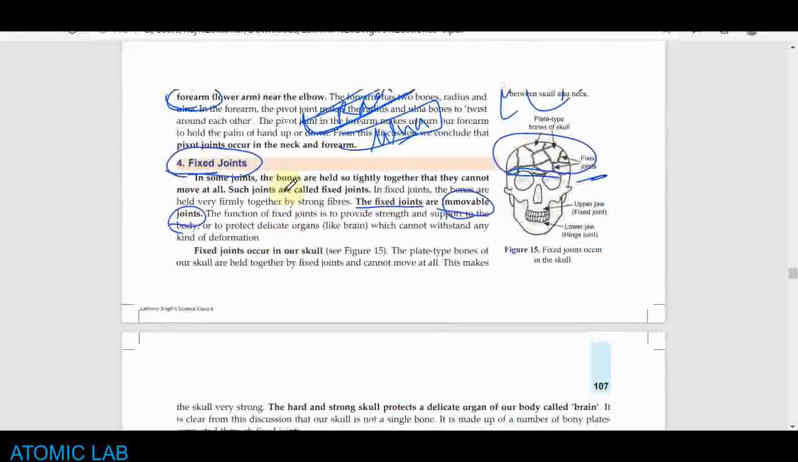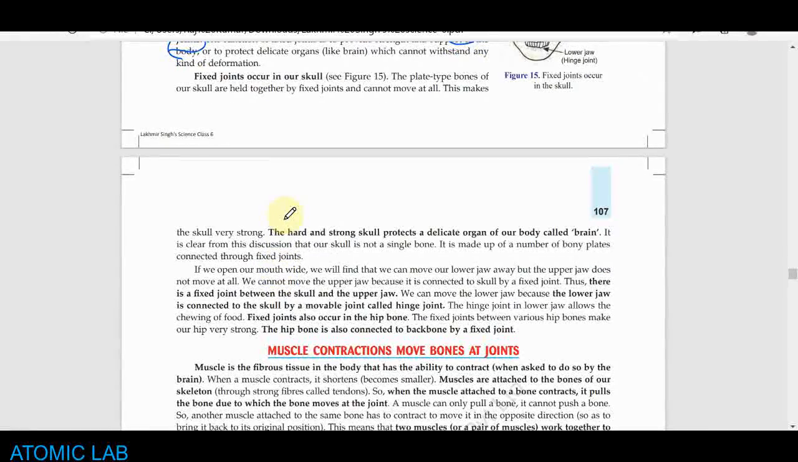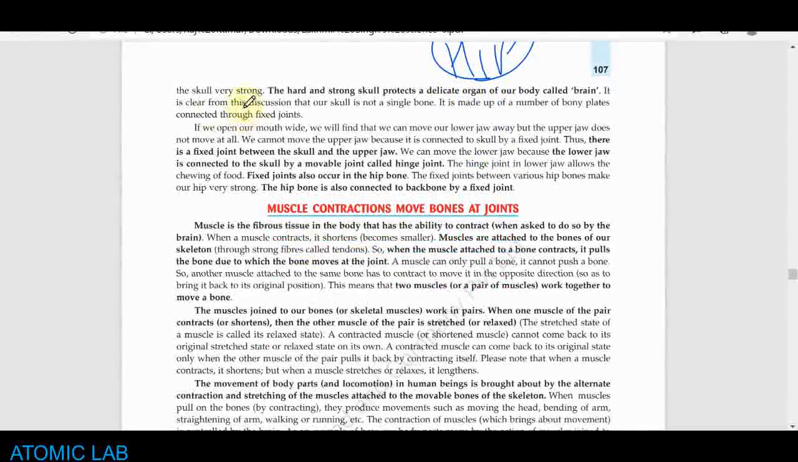This joint is generally present in our skull and other parts, or we can say like the hips. The hips are also made by fixed joints. So I think you got the meaning of it. Now we will discuss how muscle contractions move bones at the joints.